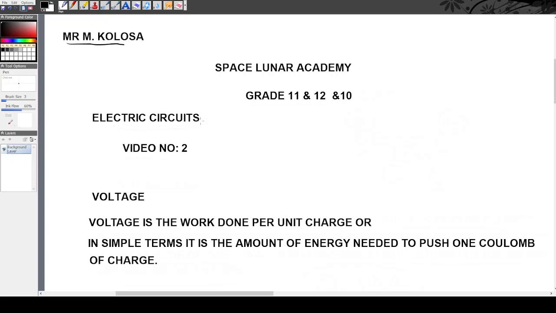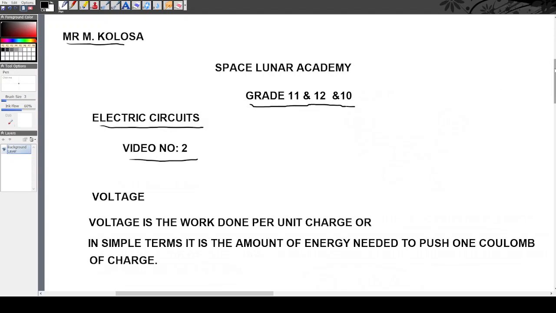And today we will be doing electric circuits. This is video number 2. If you haven't watched video number 1, feel free to go back and watch video number 1 before you watch this video. That is always a good idea because this is a series of videos. So to watch video number 2 and make sense of it, watch video number 1 first. Whoever you are watching this video, I'm assuming that you're doing grade 11, grade 12 or grade 10.